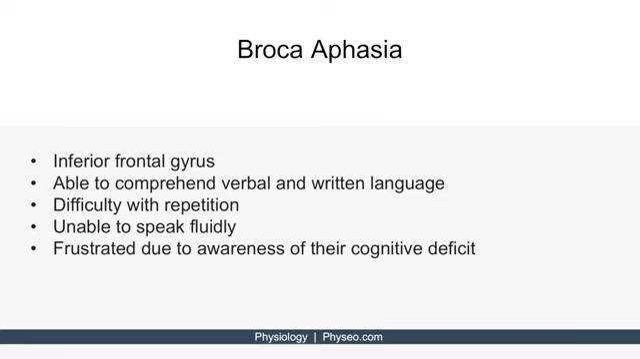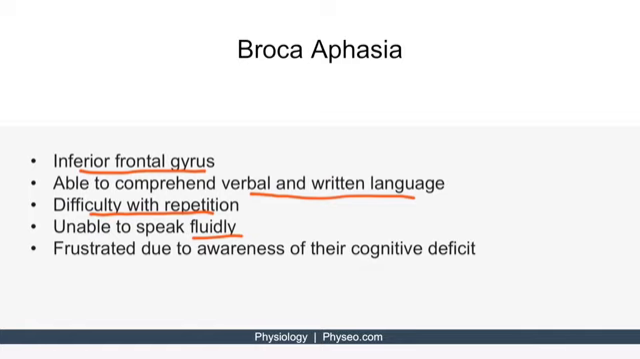Let's discuss Broca aphasia first. Broca's area is located in the inferior frontal gyrus, which we'll look at in a moment. If this region of the brain is damaged, then patients will present with several key findings. First, their ability to comprehend verbal and written language is intact. Second, they have difficulty repeating phrases, so difficulty with repetition. And third, they are unable to speak fluidly.